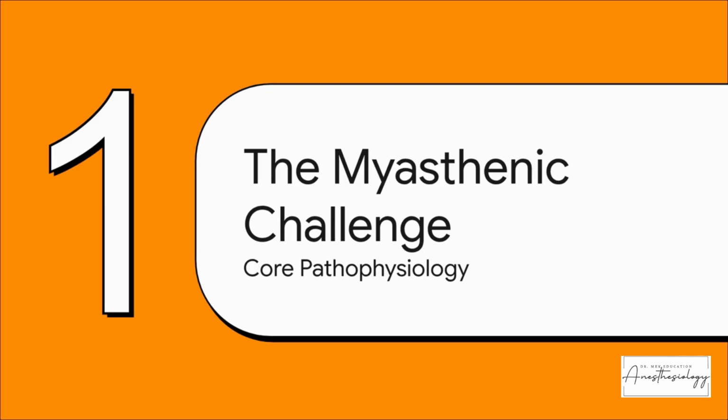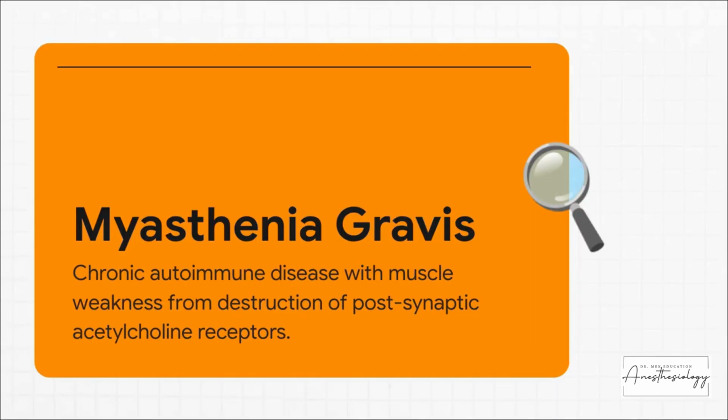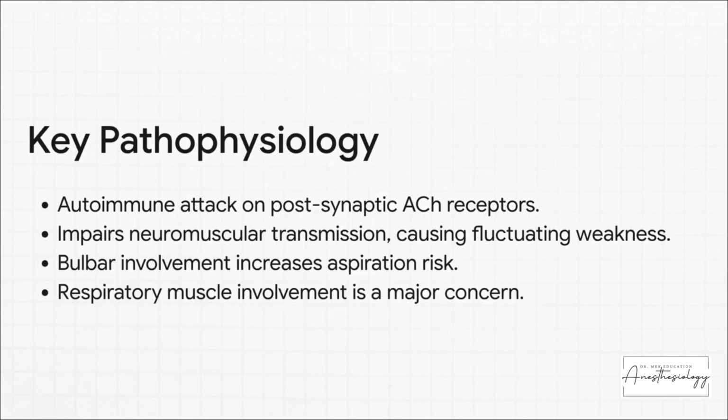Okay, let's start with Section 1, the myasthenic challenge. It's all about understanding the core pathophysiology. So, let's get right to it. What exactly is myasthenia gravis? At its core, it's a chronic autoimmune neuromuscular disease. And the key part of this definition for us is that it causes skeletal muscle weakness because it's destroying those postsynaptic acetylcholine receptors.